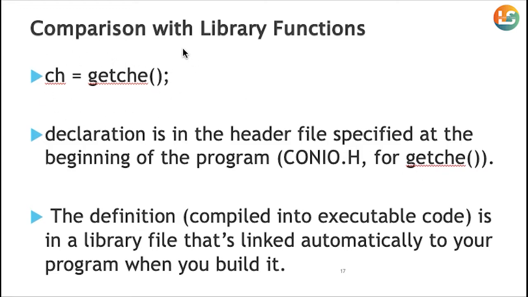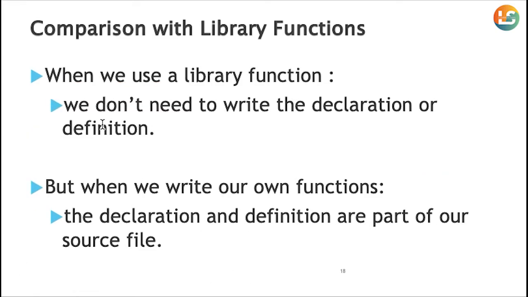But if we talk about our own functions: when we use library functions, we don't need to write the declaration or definition. But when we write our own functions, then declaration and definitions are part of our own source. For example, this starline function. The starline function does not exist in any library. If it does not exist in a library but we need it for our program, then we must declare it, also define it, and then we can call it or use it.